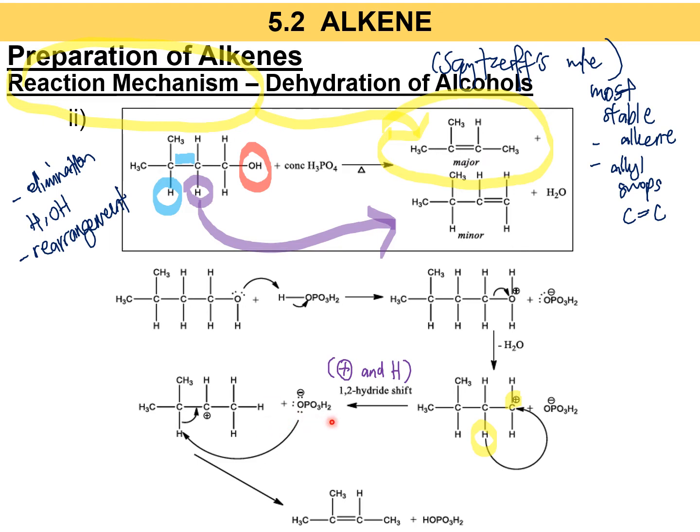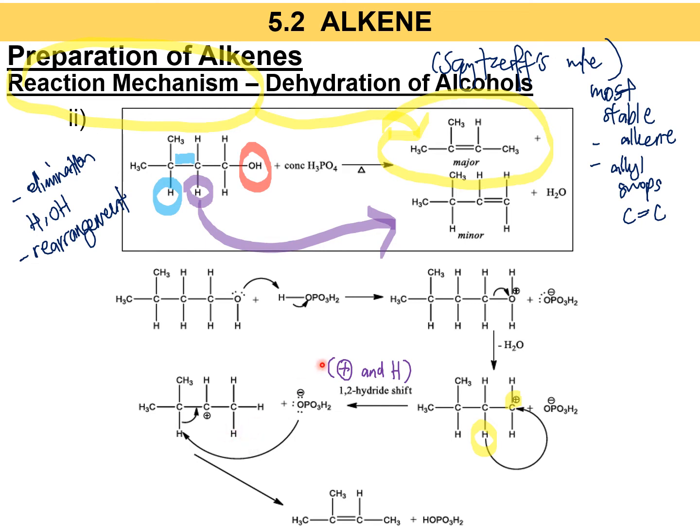What happens here, we will regenerate the acid catalyst H3PO4, because the acid catalyst is not used up in the reaction. Okay, so that's why we have to regenerate it. How do we regenerate this acid catalyst? Okay, the lone pair of this anion oxygen, PO3H2, its lone pair will attack this hydrogen. Why does it take this hydrogen? Because if it takes this hydrogen, this bond will go up to become a double bond, and we will get the major product. If it takes this hydrogen, what happens? We will not get the major product.